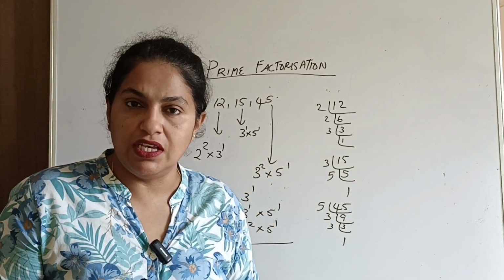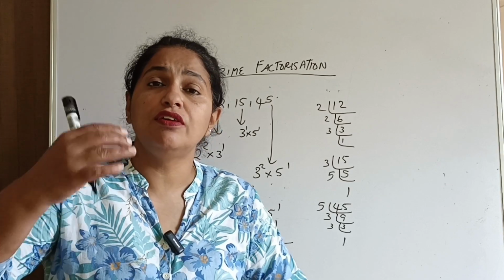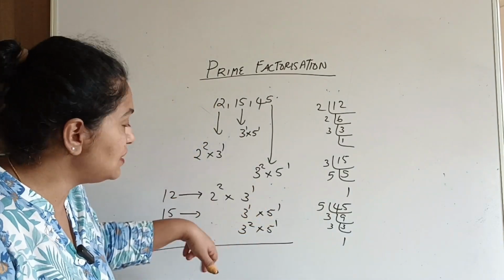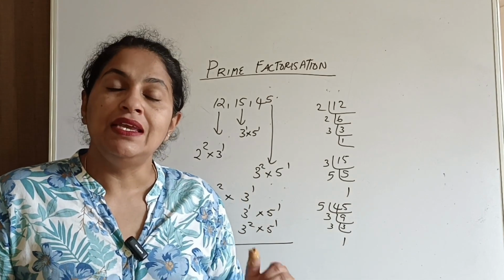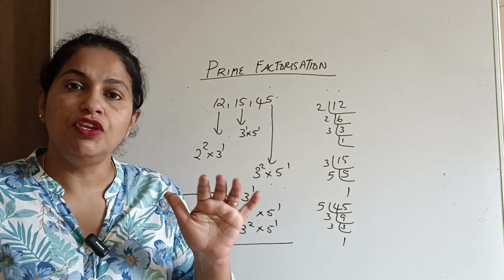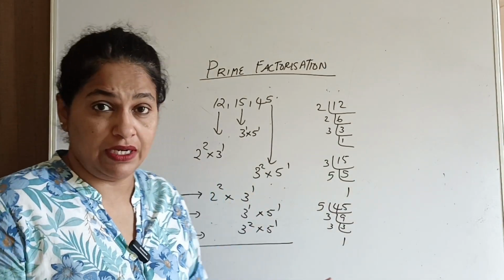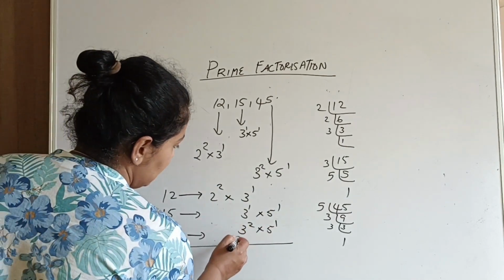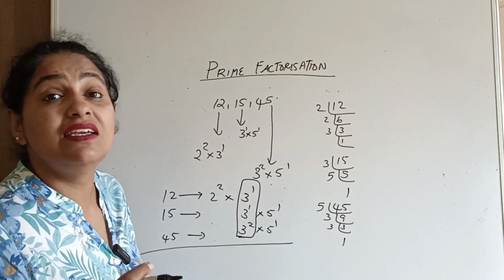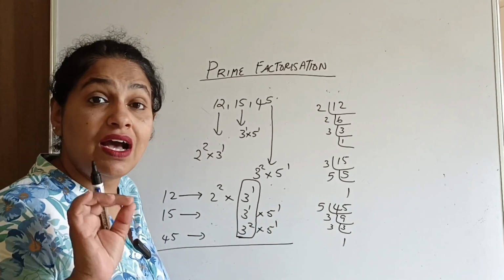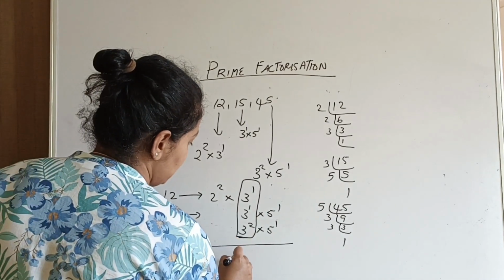In the case of HCF, we had to take out the factor that was common to all the three numbers. Also, we had to look at the lowest power. In the case of LCM, first you see if there are any factors which are common to all the three numbers. So you can see that in this case 3 is common. Take out the highest power of 3, not the lowest, highest power of the common factor, which is 3 raised to 2.